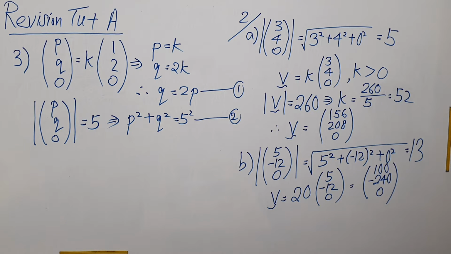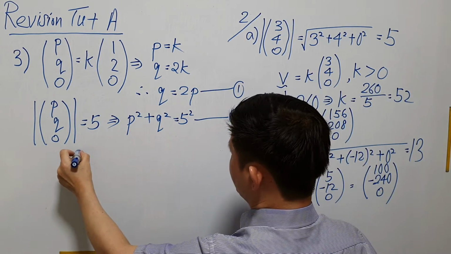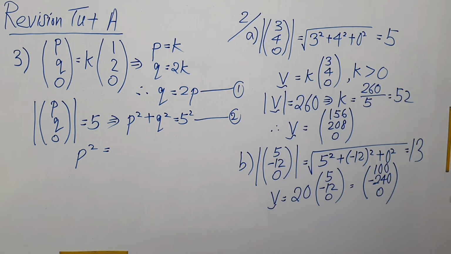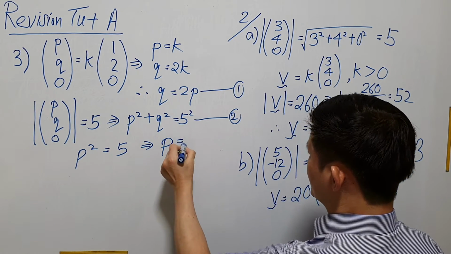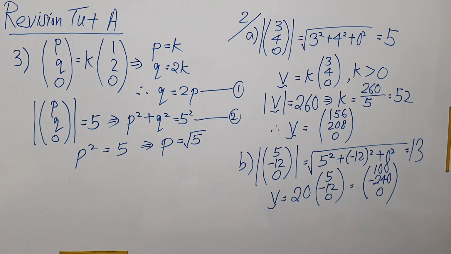If you solve them simultaneously, let's find p. What you can do is you plug this thing inside here. You will get p square is equal to 5. Therefore, p is equal to, they want a positive value of p, so it's just root of 5. Okay, that is question number 3.